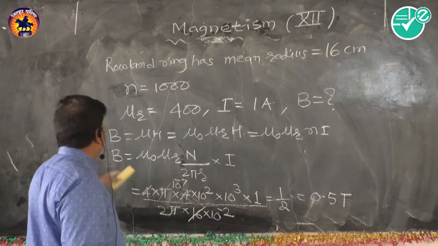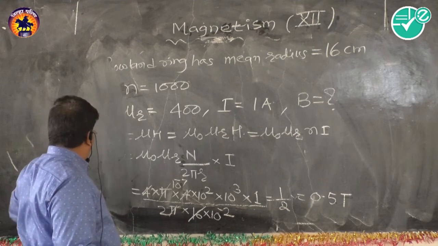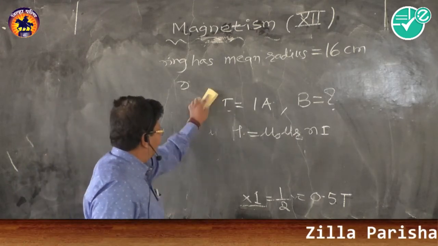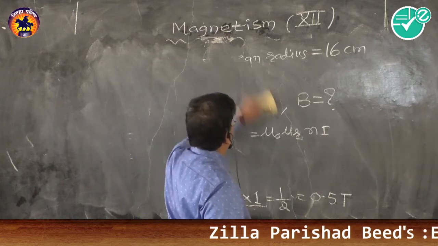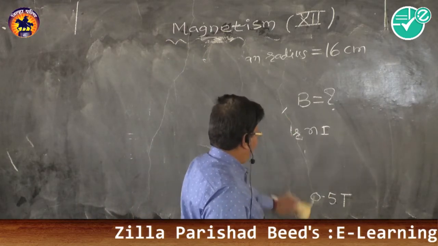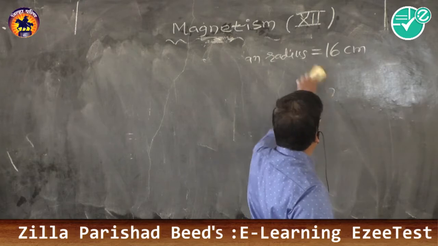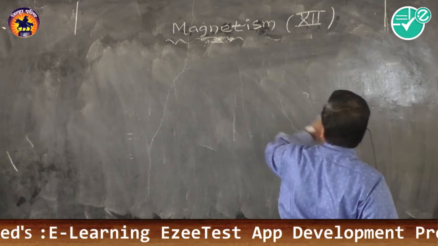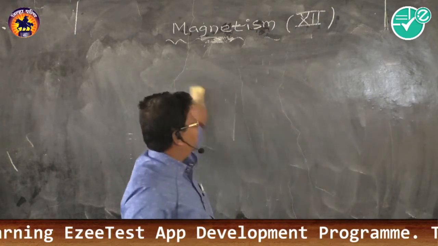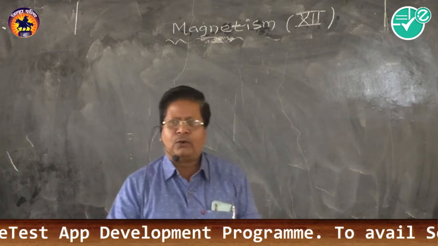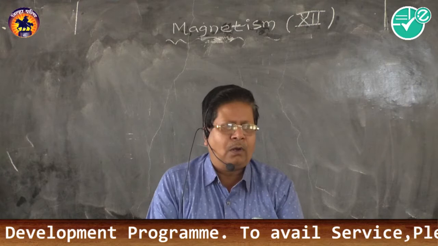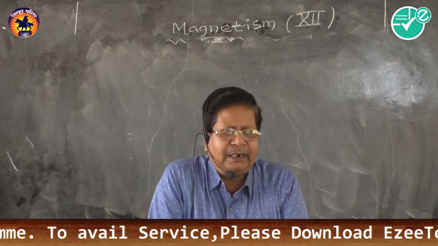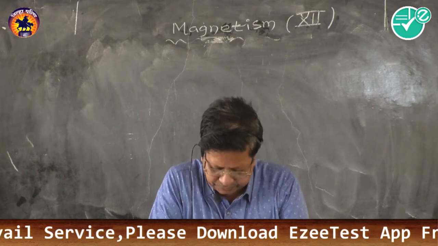So, regarding Rowland ring, we have taken 3 numericals of different types. Now, today we are going to study different types of numericals regarding this chapter, magnetism.